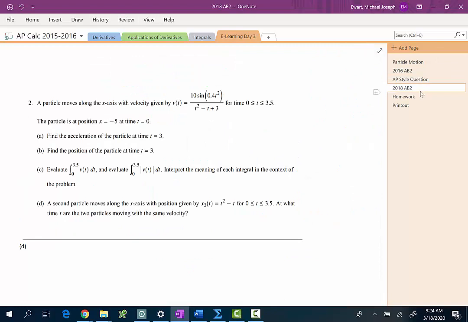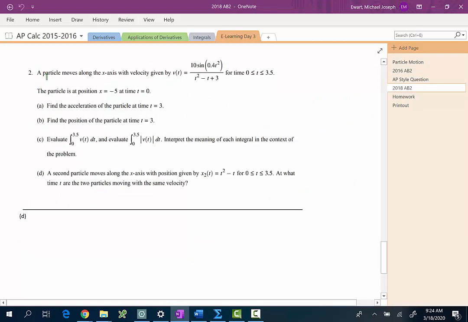So the last one we're going to look at, and I'll go through this one faster because it's very similar. This was, I believe, the 2018 exam. And this one is more traditional. They give us x equals negative 5 at time 0, they're not doing that weird time 4. And they give us an interval from 0 to 3.5. So A says find the acceleration.